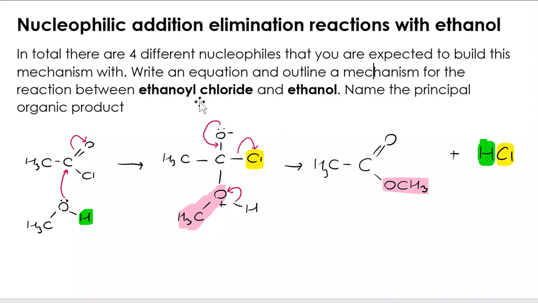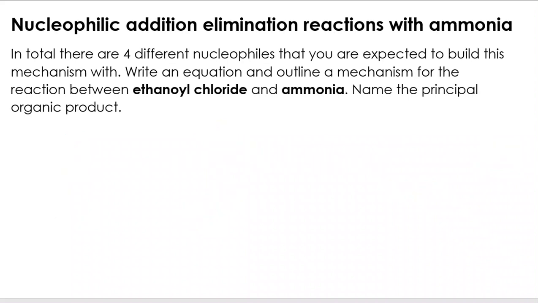So hopefully we're starting to build up an idea of how we get to these structures. You might also want to be thinking about what considerations we might need to make about this being produced as a secondary product. But while you do that, have a go at the 3rd version of this mechanism, this time using the nucleophile ammonia.